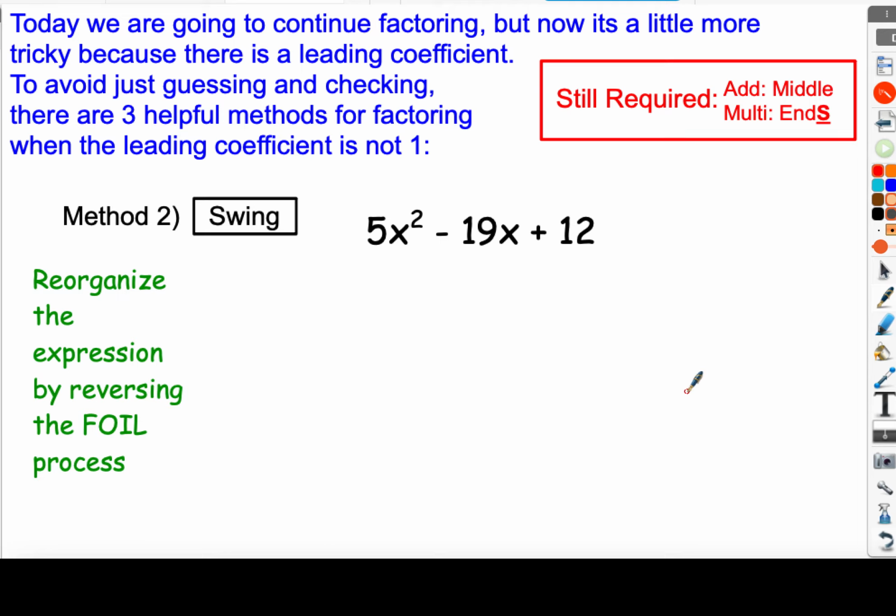All right, this video is going to talk about how to use what we call the swing method to factor a trinomial when there's a leading coefficient that's not a 1. Notice we got this 5x squared out here. Now, the swing method is not the only method.